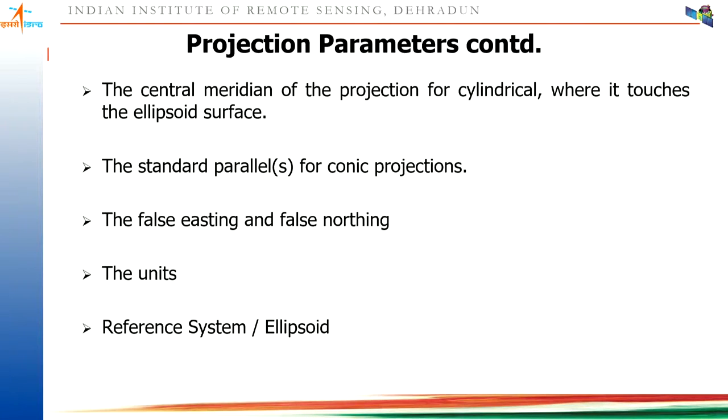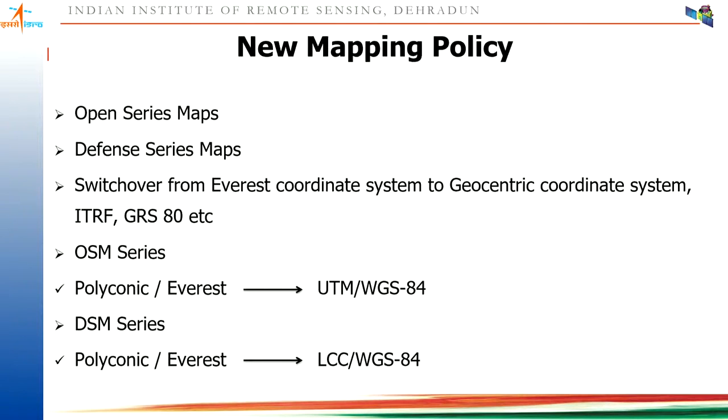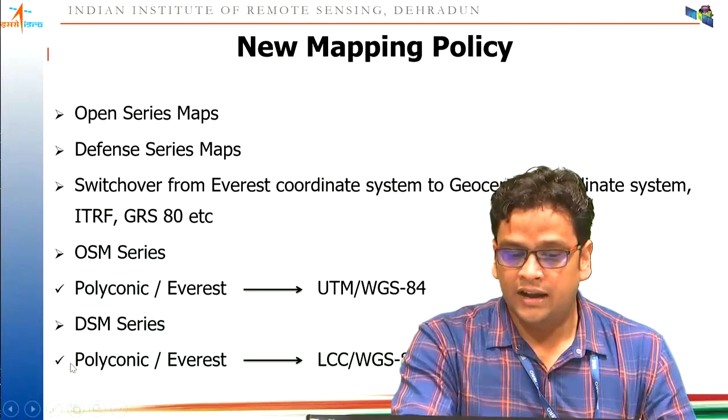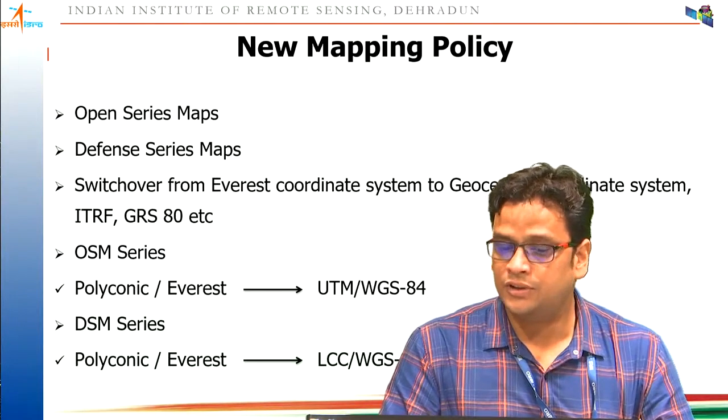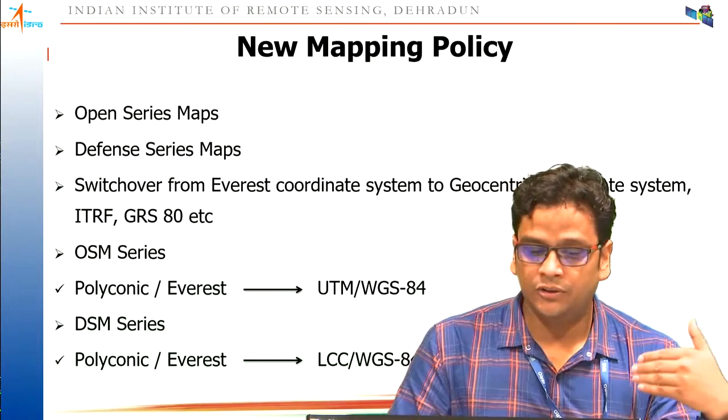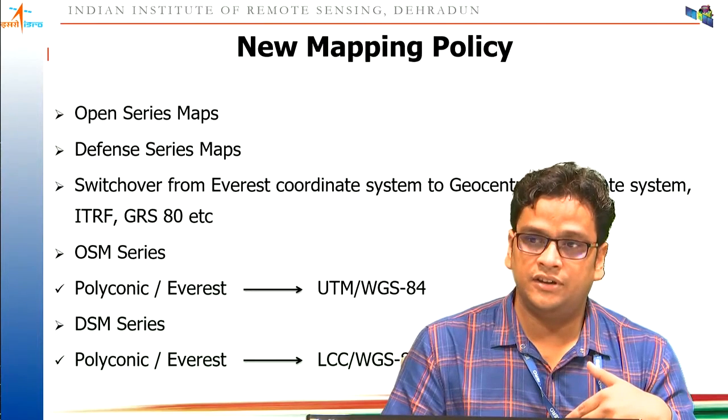So the reference ellipsoid, whether it's a best fit ellipsoid like the Everest kind of ellipsoid, or a geocentric ellipsoid like WGS 84. All these things we need to define when we are giving any parameters to a person. Earlier we had open series maps and defense series maps. Earlier in open series maps we were using polyconic and Everest. Now we are in UTM WGS 84, and for DSM we have switched over from polyconic Everest to LCC and WGS 84.